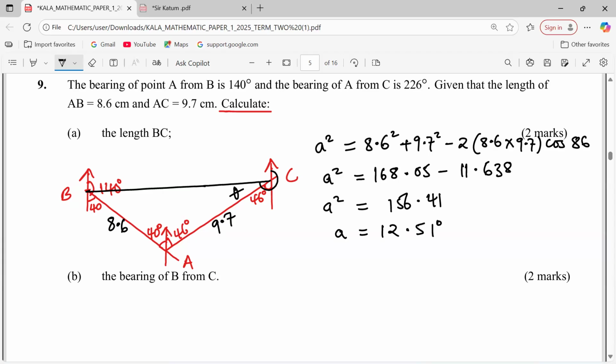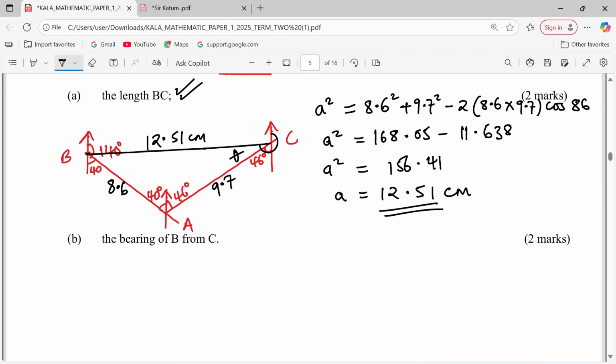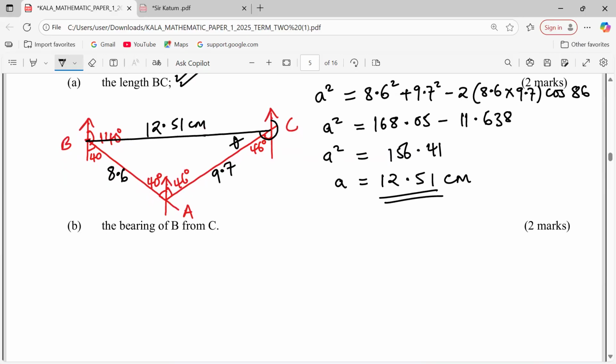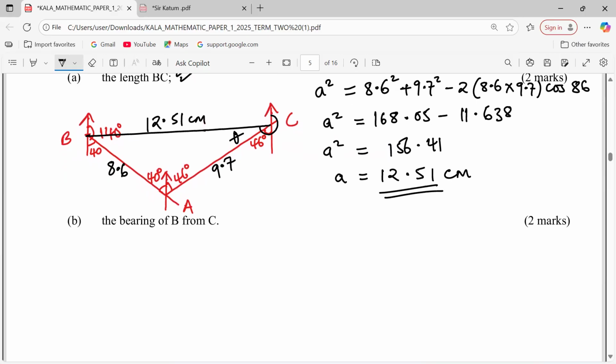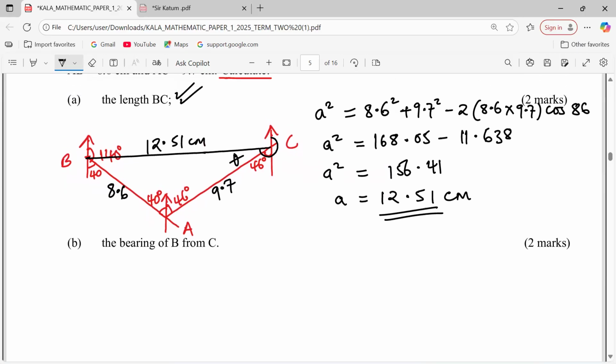12.51 to 2 decimal places. These are centimeters, sorry. You see now we have worked the length BC, 12.51 centimeters. Now we are supposed to find the bearing of B from C, which is now the angle that I really targeted even initially.